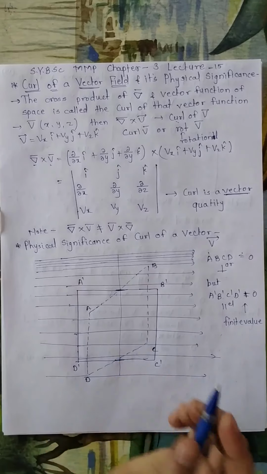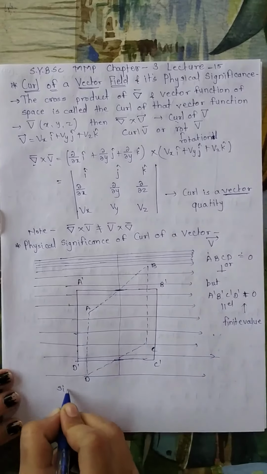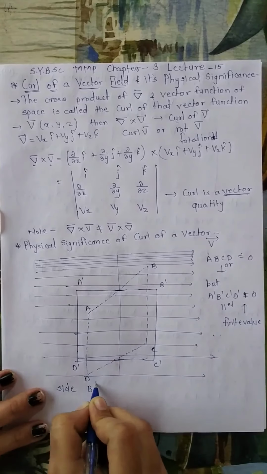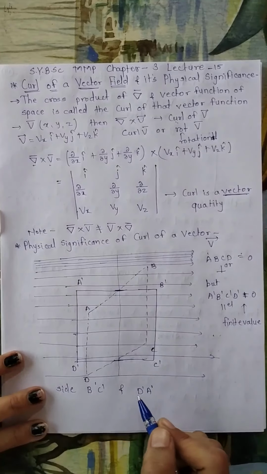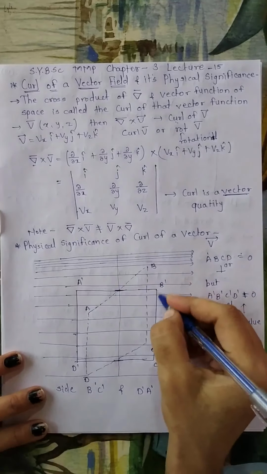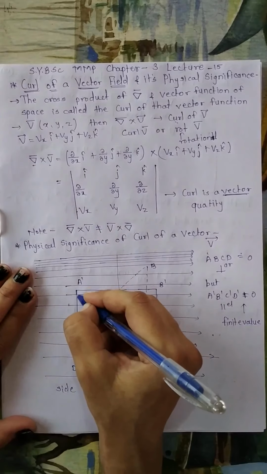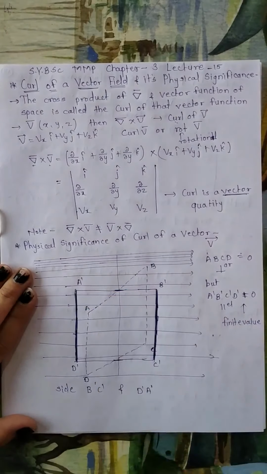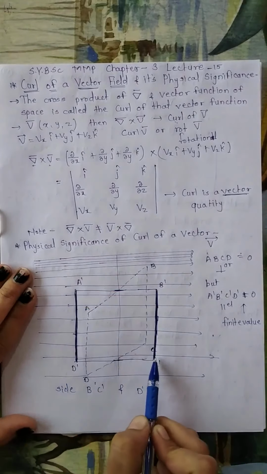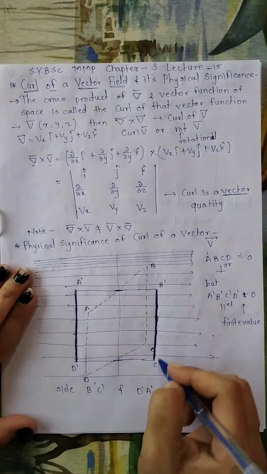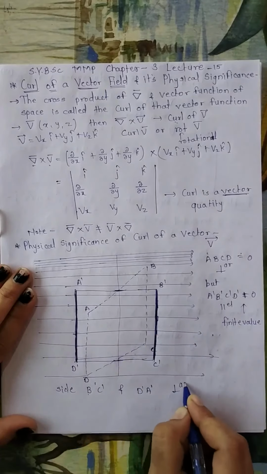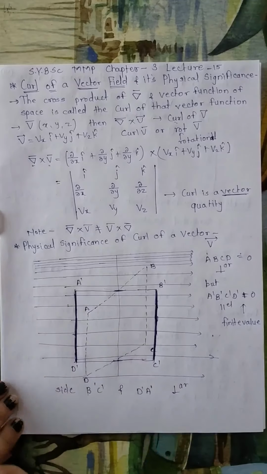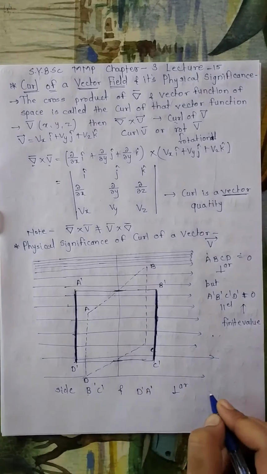But let's discuss the sides A dash, D dash and B dash, C dash. Means which sides we have to consider? A dash, D dash and B dash, C dash means this side and this side. So I will make them a little bit darker. So for these darker sides A dash, D dash and B dash, C dash, if you observe, the boundary and field are perpendicular to each other. Therefore for these two sides also our line integral along these sides will be 0.